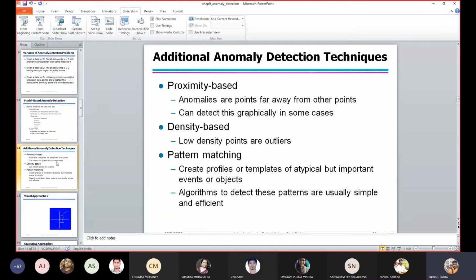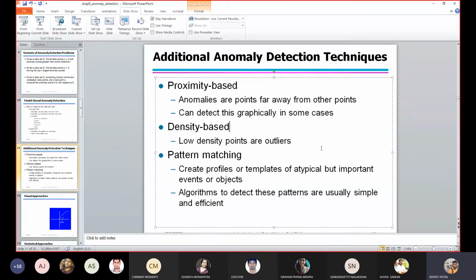Okay, so yeah, proximity based. Anomalies are points that are far away from the other points. It can be detected graphically in some cases. And then state of the art work is the density based. Here the assumption is anomalies are generally located in low density regions.